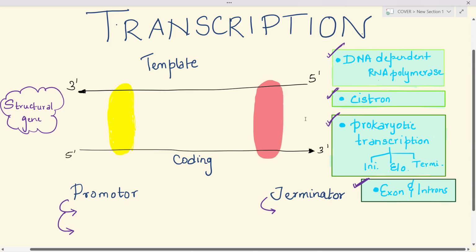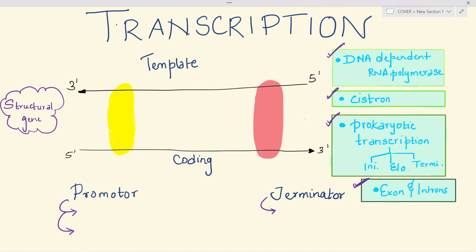Today we are going to cover the topic of transcription from NCERT. We are going to try and make it much easier through the points which are given over here. First of all, transcription: this process indicates the copy of information from DNA to the RNA.